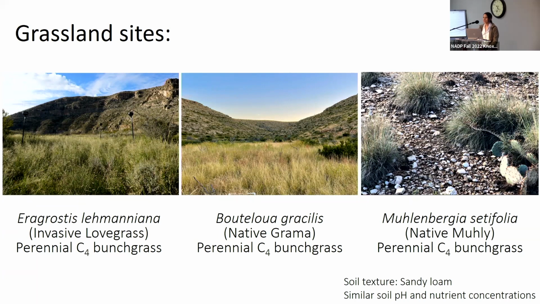The soil texture among all the sites, soil texture is extremely important as far as biogeochemical cycling goes in the desert. So they were all similar across sites, and we had similar soil pH and nutrient concentrations before the start of the experiment.